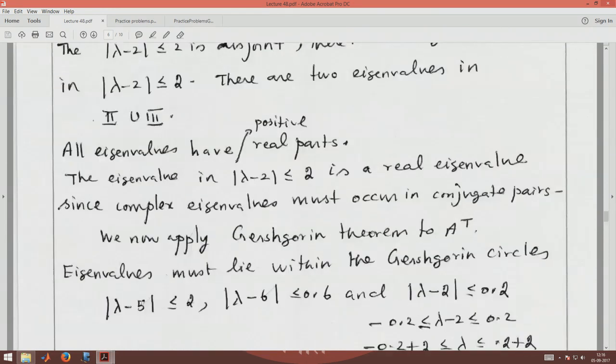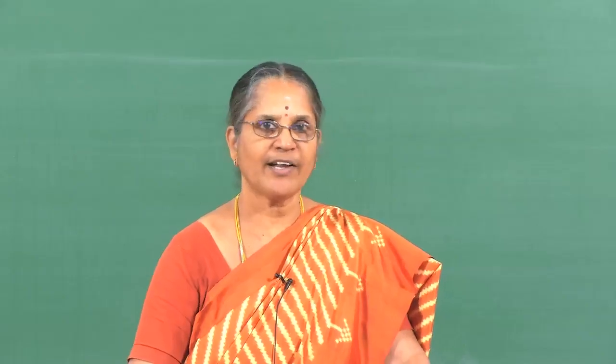part. And the second thing is, therefore, the circle modulus of lambda minus 2 less than or equal to 2 is such that it has an eigenvalue which is a real eigenvalue, since complex eigenvalues, if they occur, must occur in conjugate pairs. And so this circle, the disjoint circle, encloses one and only one eigenvalue which is a real eigenvalue. Now to get more information, we apply Gershgorin's theorem to the transpose of the matrix A, that is A transpose.